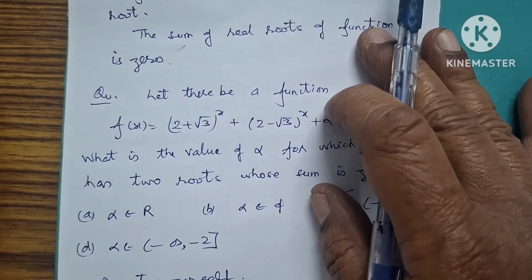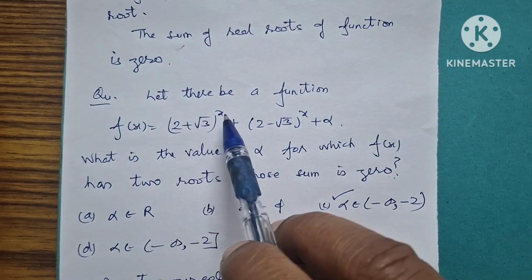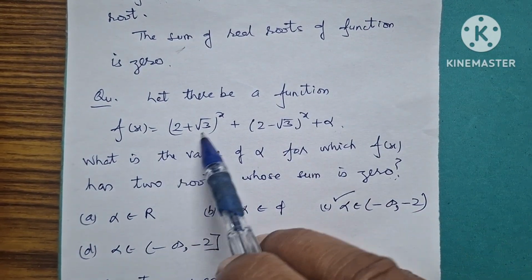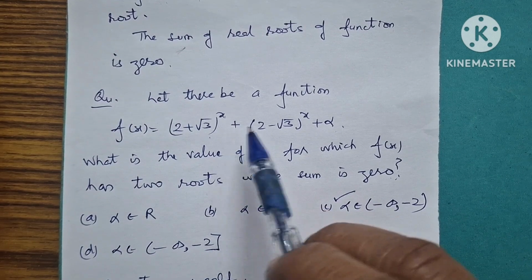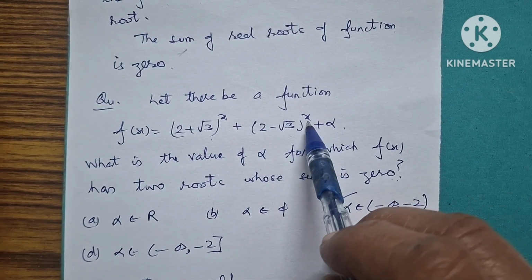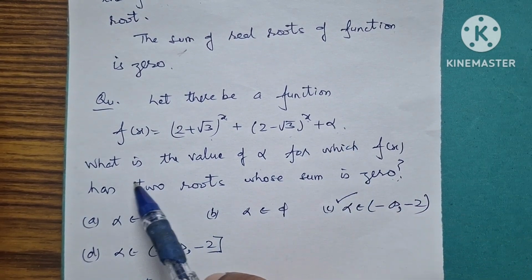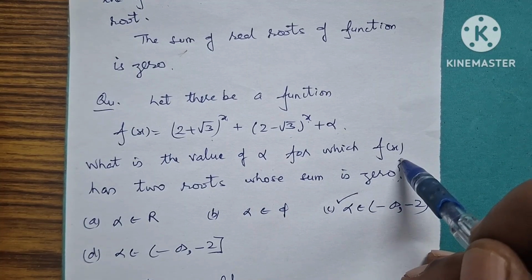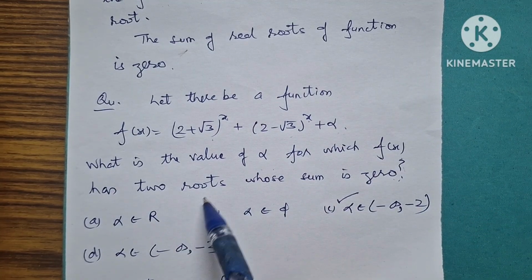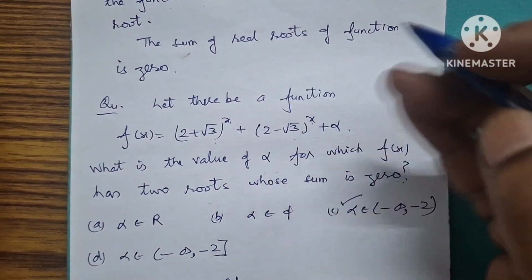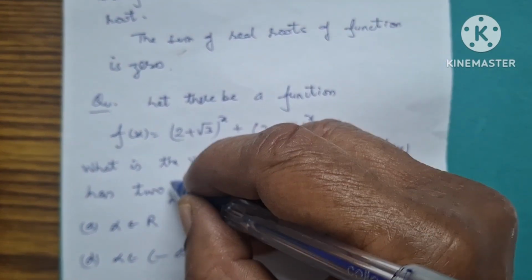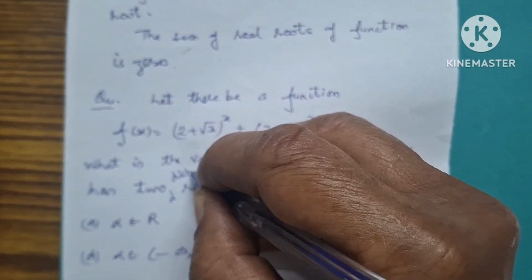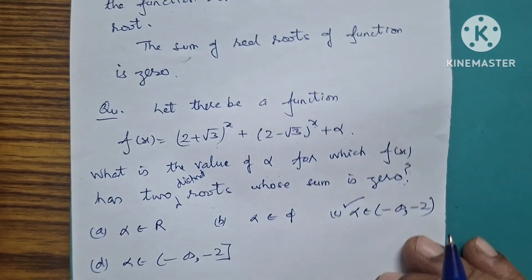Next question is a do-it-yourself question. Let there be a function f(x) equal to (2 plus root 3) raised to power x plus (2 minus root 3) raised to power x plus alpha. What is the value of alpha for which f(x) has two distinct roots whose sum is 0?